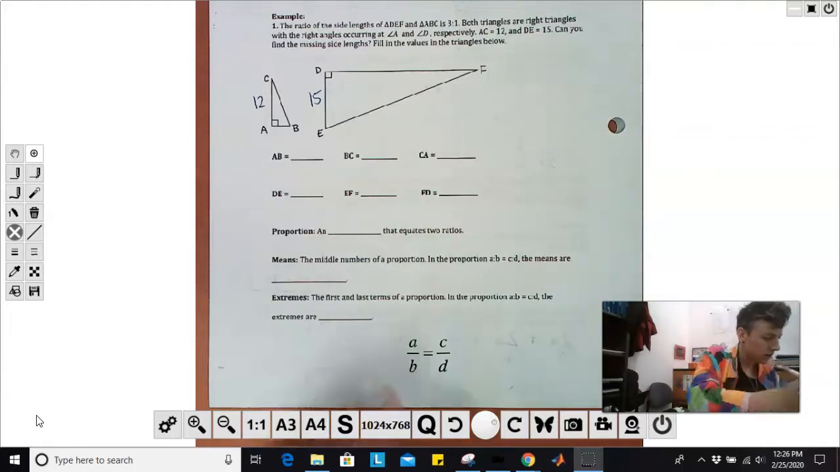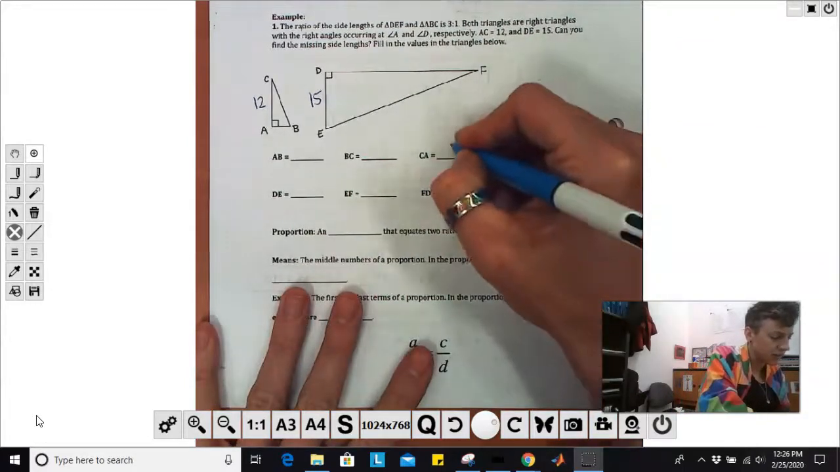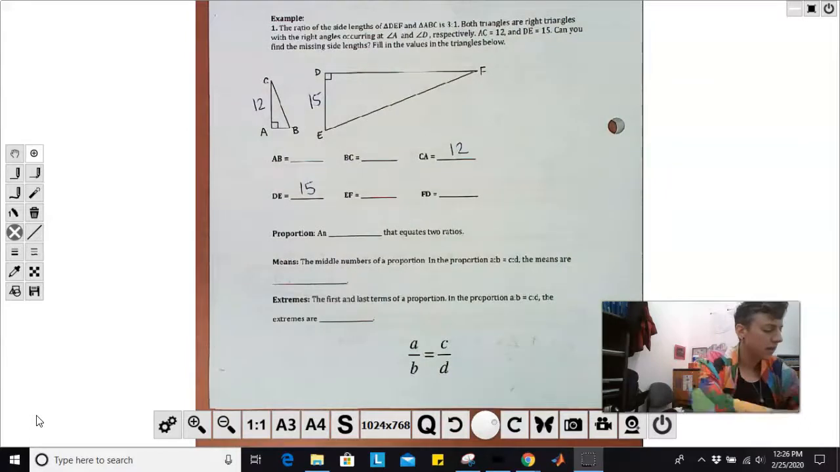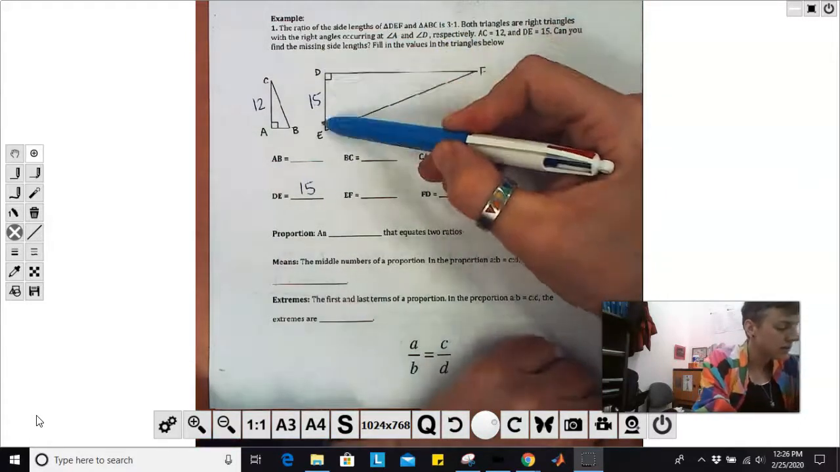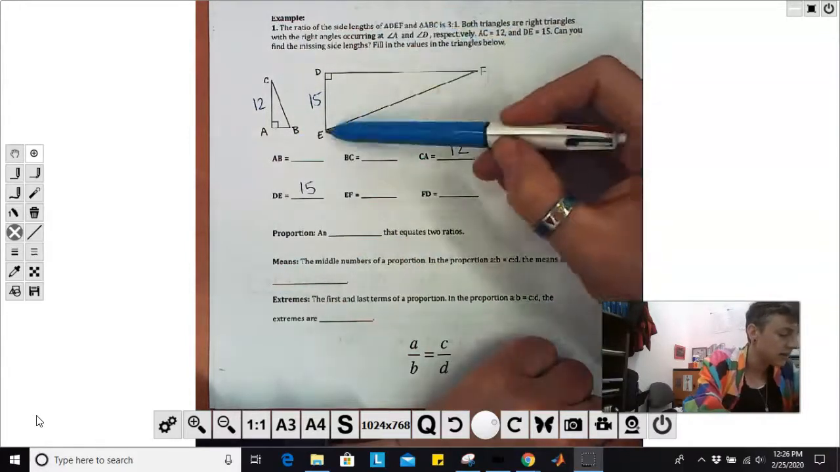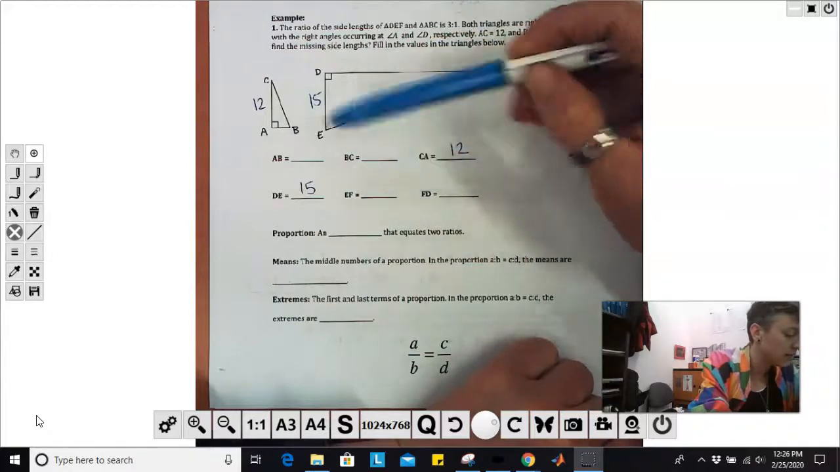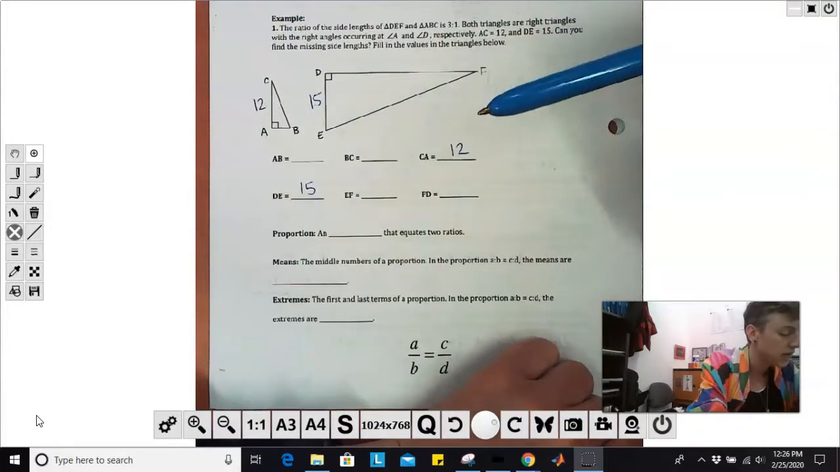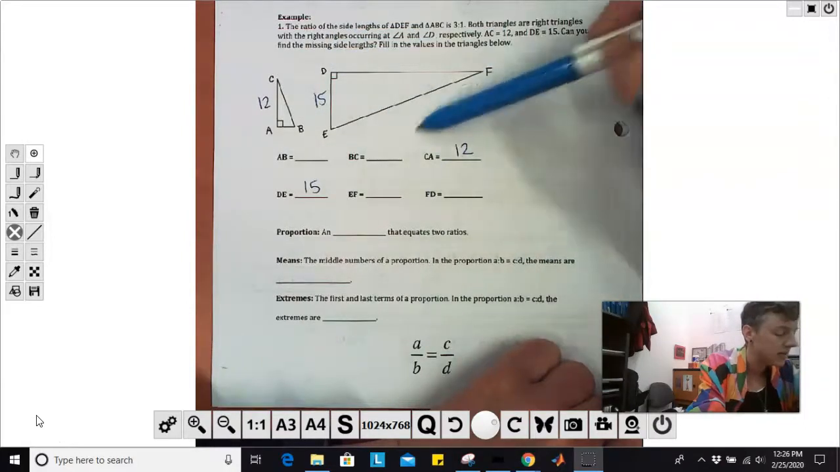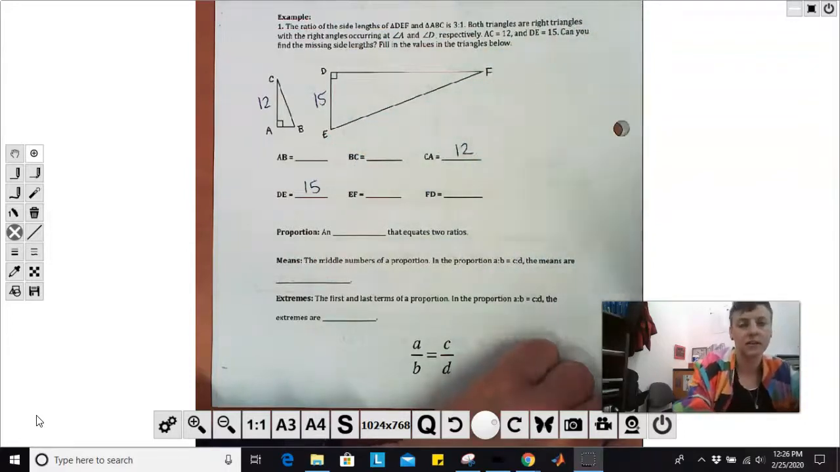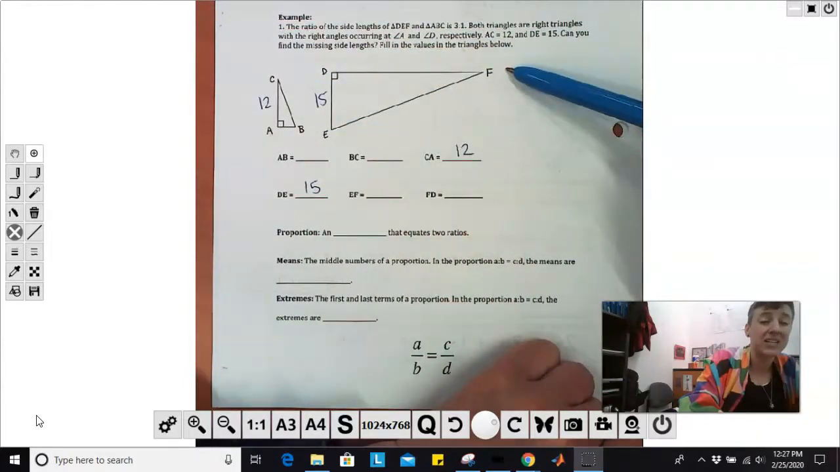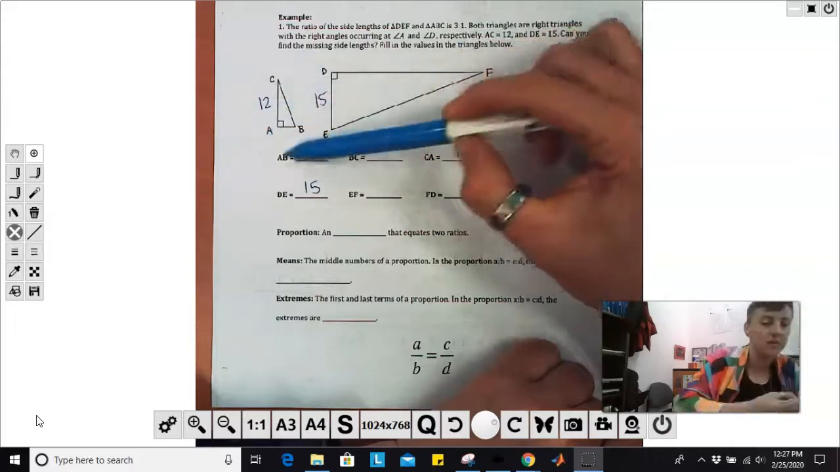Alright, well, let's fill in what we already know. AC, same as CA, is 12 and DE is 15. DE corresponds to AB, that's why they're stacked on top of each other. EF is the hypotenuse, corresponds to BC in the smaller triangle, and CA corresponds to FD. Alright, so we have our corresponding side lengths stacked on top of each other.